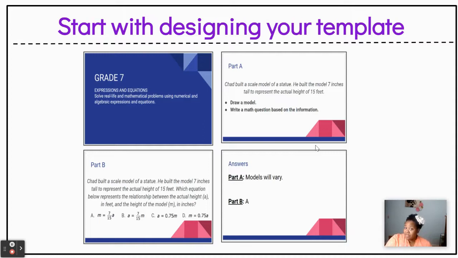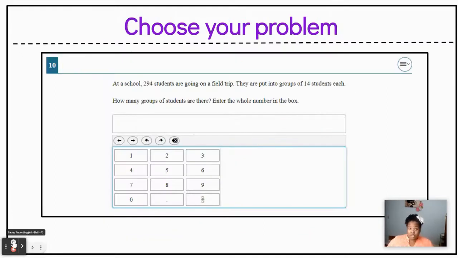So if they already have those structured in that way, I'm going to keep that same template. But you choose a template that works for you in your classroom. You just want to make sure that it has at least 4 slides. One that shows the learning target. You need a part A and a B, and then you need a 4th slide that's going to show your final answer. Next, you're going to choose your problem.